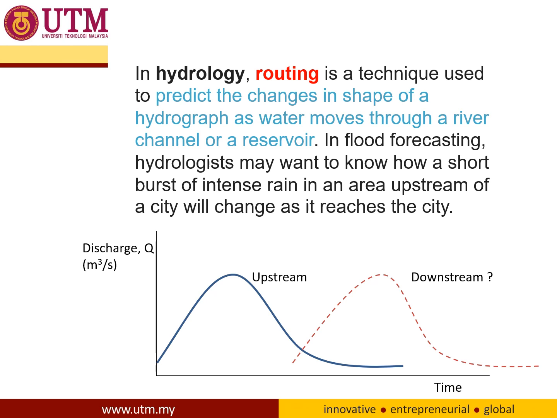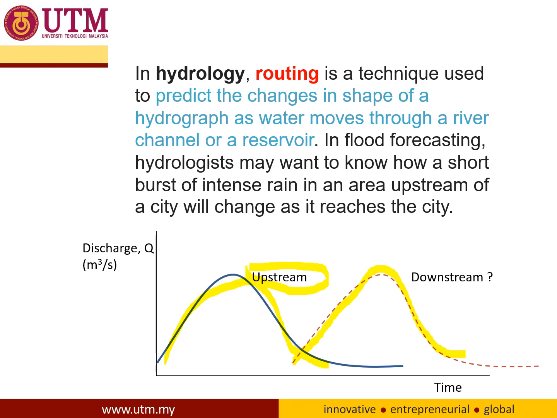So in hydrology, routing is a technique used to predict the change in shape of a hydrograph. So here we can see there are two hydrographs. For example, we have a hydrograph from an upstream. And then we want to estimate how is the hydrograph at downstream. So basically, this is routing in hydrology. So it predicts the change in shape of a hydrograph as water moves through a river, channel, or a reservoir.